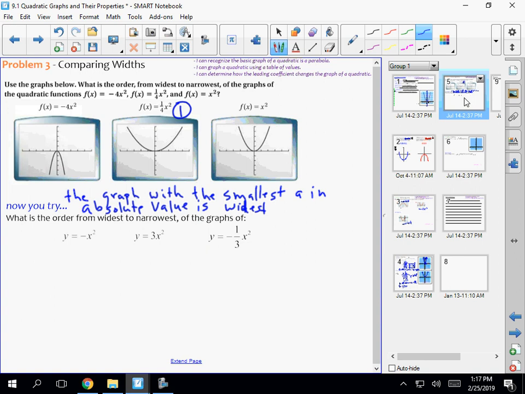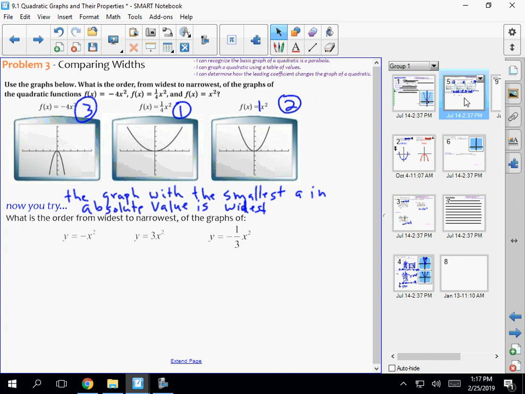So the graph with the smallest A in absolute value. Okay, there's an unwritten 1 in front of this one. So the one with the smallest A in absolute value is actually the widest graph. So when you start seeing fractions in front of the x squared, that's going to be the widest graph. So this one is the widest, the second widest, third. And so as we go from wide to narrow, it's getting narrower as this number A gets bigger in absolute value.